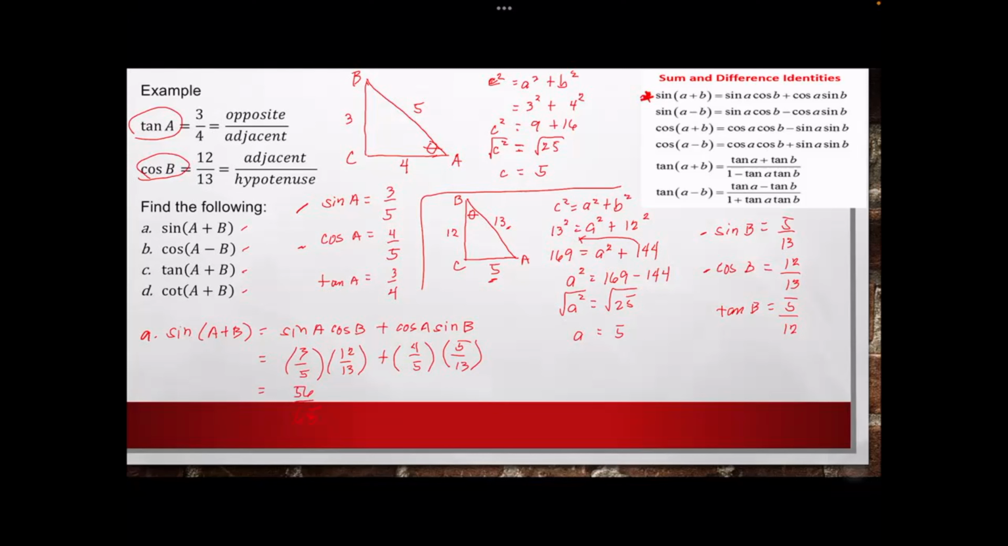Yung iba, the same answer ba? Haba, no? Ganun talaga. Sa letter A pa lang tayo, may letter B pa. B, C, D. Okay na? Can we proceed to the letter B?